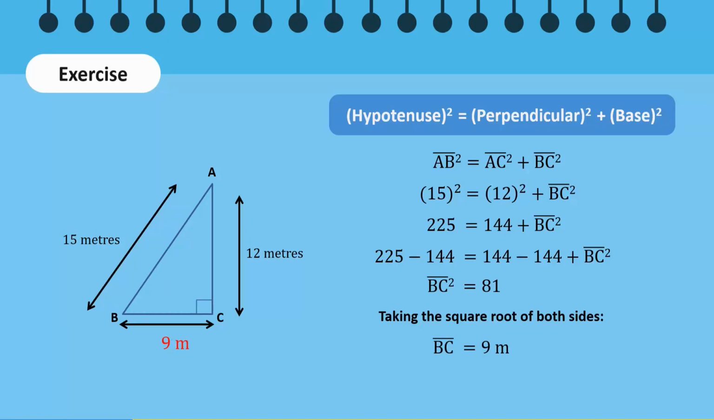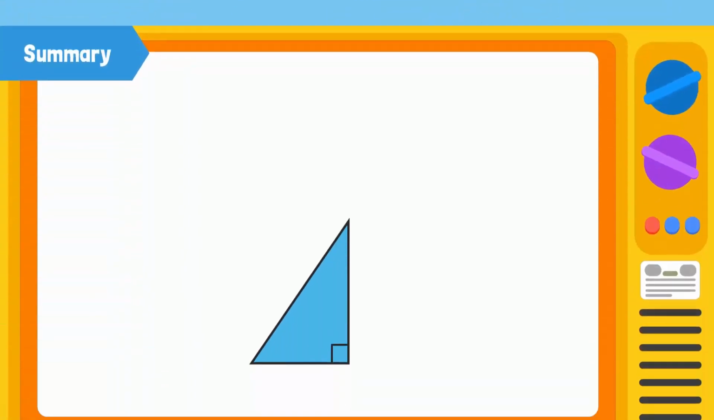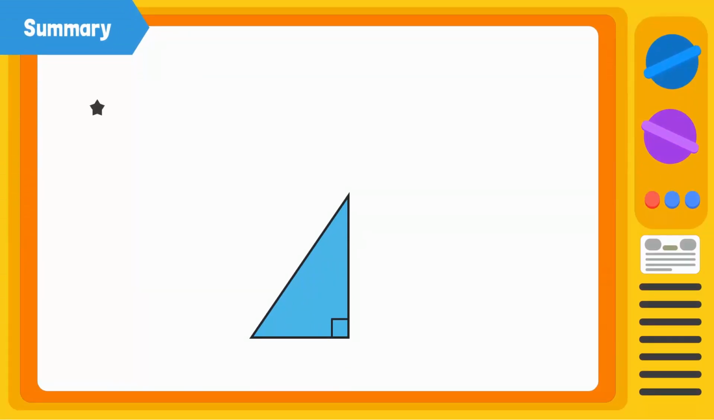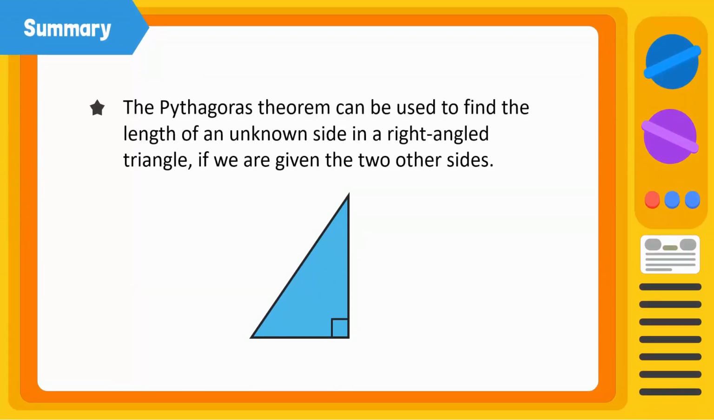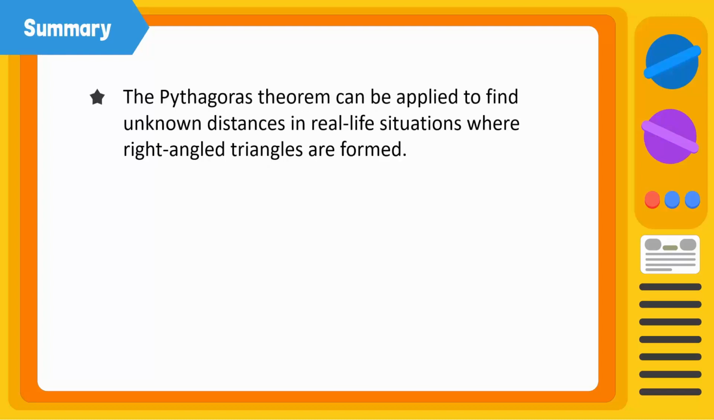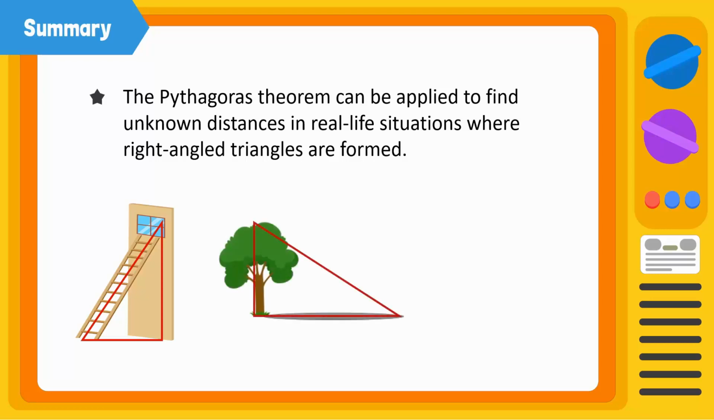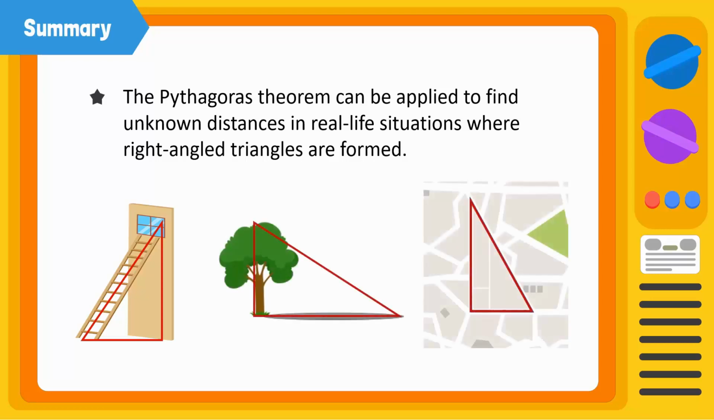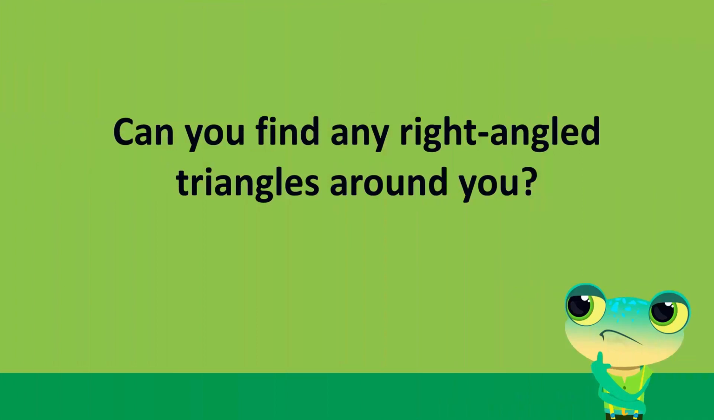We just used the Pythagoras theorem to find the length of the base of a right-angle triangle. Amazing, isn't it? It's time to summarize. The Pythagoras theorem can be used to find the length of an unknown side in a right-angled triangle if we are given the lengths of the other two sides. The Pythagoras theorem can be applied to find unknown distances in real-life situations where right-angled triangles are formed. Can you find any right-angled triangles around you?